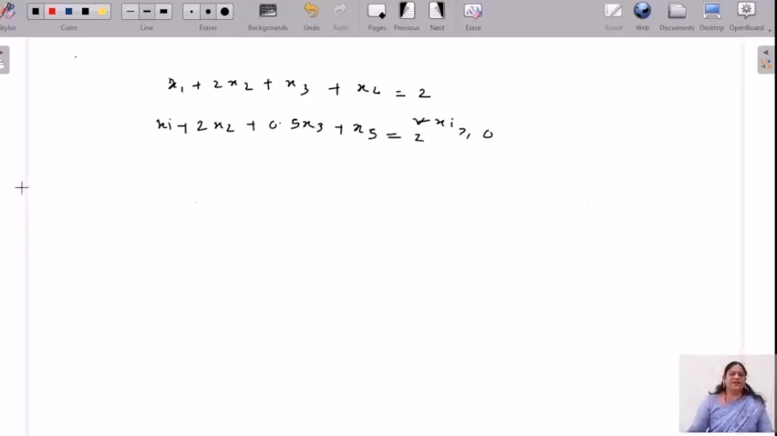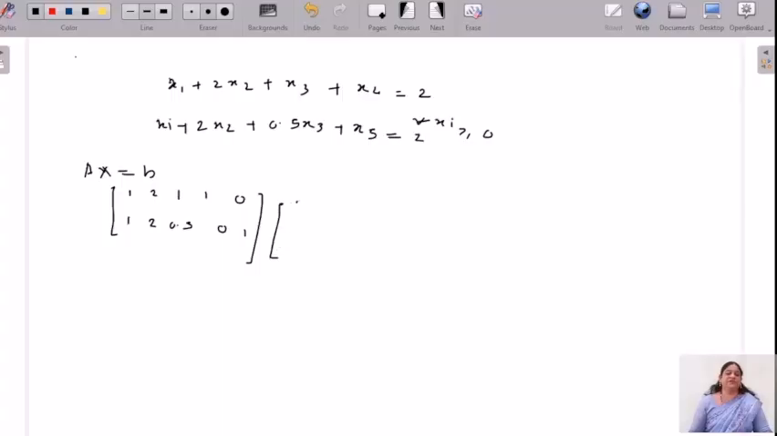Then we write this as Ax equal to b. Therefore, the system in matrix form is: A is the coefficient matrix with first row 1, 2, 1, 1, 0 and second row 1, 1, 0.5, 0 and 1, multiplied by x1, x2, x3, x4 and x5, equal to the right hand side constants 2 and 2. This is your system Ax equal to b.